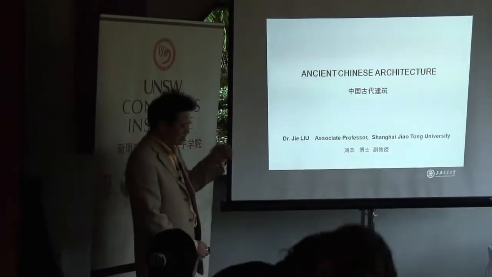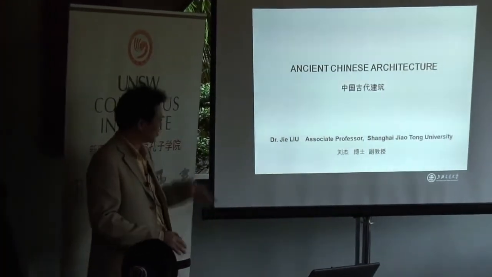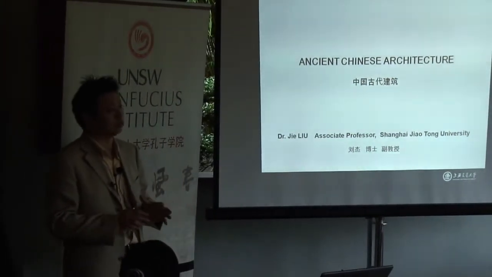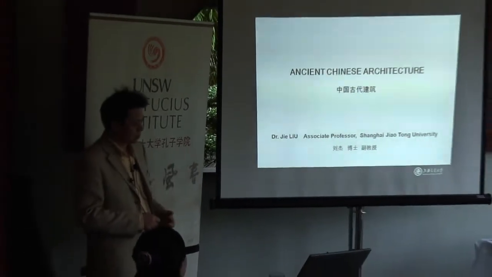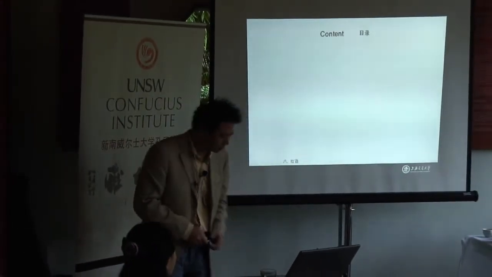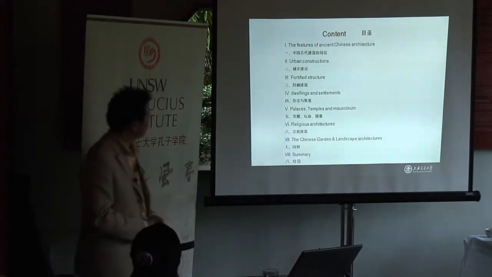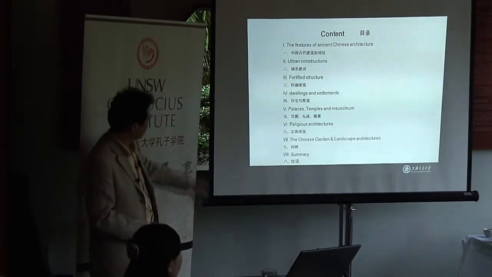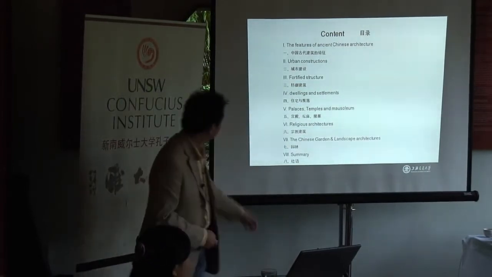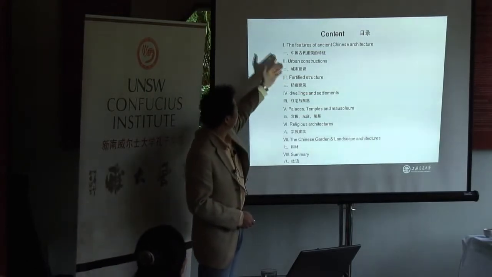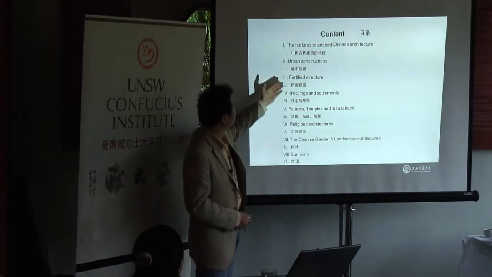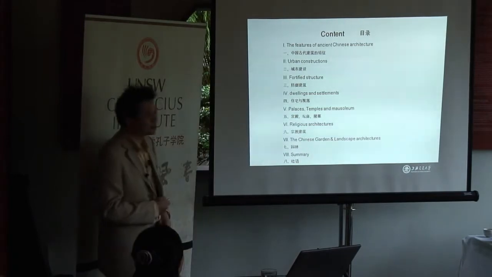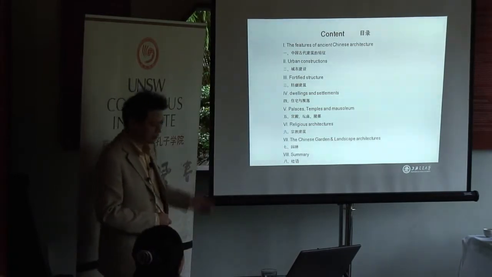Actually, this presentation should be spoken earlier. It's only a brief introduction to Chinese Asian architecture. There are many pictures, so I should speak quickly. I want to talk about a program like this. It has 8 parts: the features of Asian Chinese architecture, urban construction, structure, dwellings, palace, and the nature of the architecture and the garden.